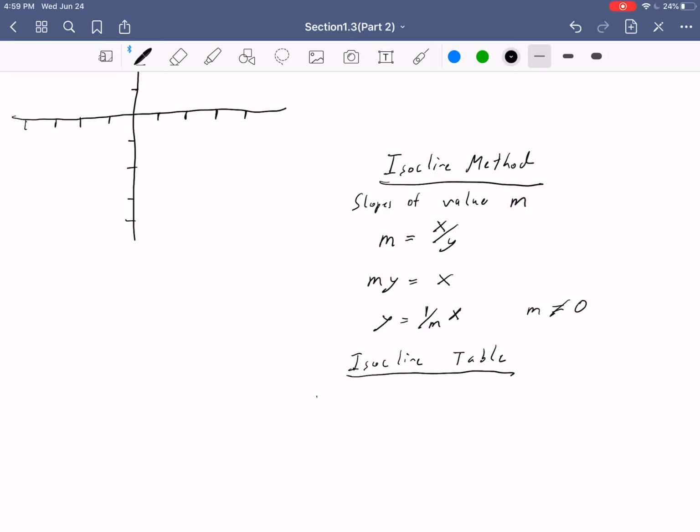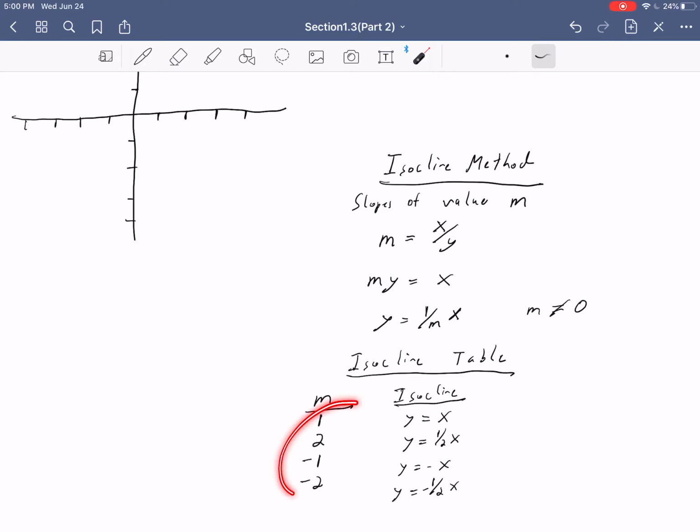So the isoclines, the different slope values, I can pick things like slope of 1, slope of 2, slope of -1, slope of -2. And the isocline that's associated with that is things like y equals x, y equals 1/2 x, y equals -x, y equals -1/2 x. Now you might be saying, okay, how does this help? Well, you guys know how to draw things like y equals x and y equals 1/2 x, y equals -x, y equals -1/2 x, and everything along those lines is going to have these slopes.